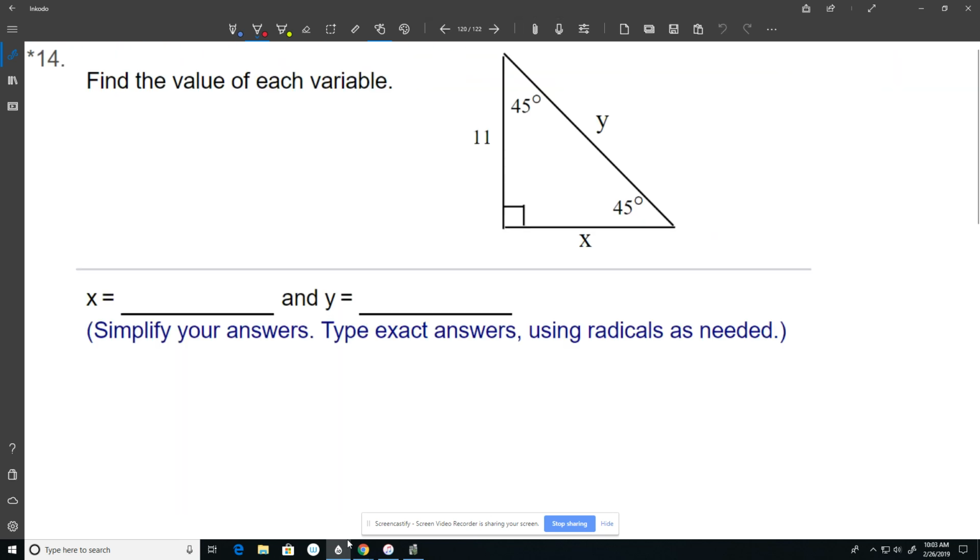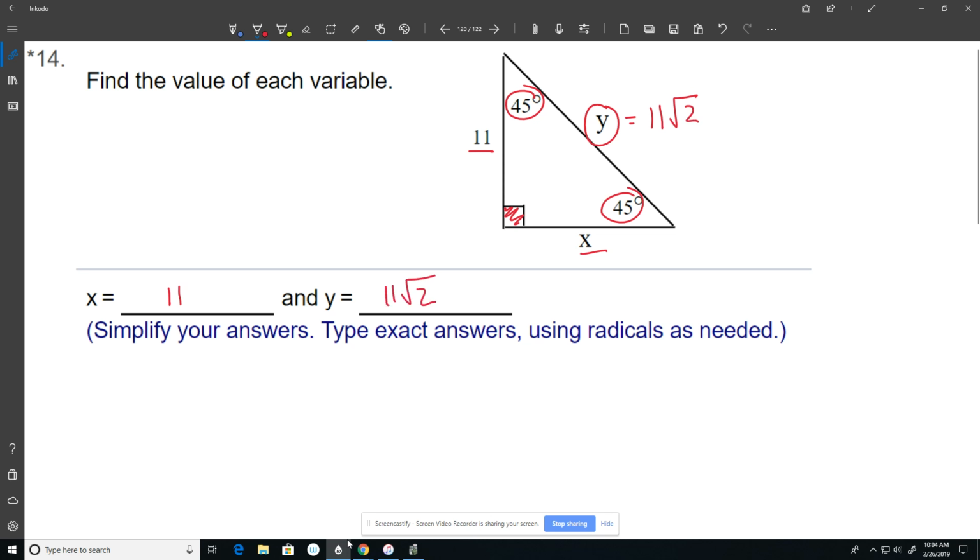All right, number 14, find the value of each variable. This one should be pretty quick for you, because if this is 45 degrees and this angle is 45 degrees, that means this side and this side are the same. So x is 11. And because this is my special 45, 45, 90 triangle, I know that y is equal to my short side 11 multiplied by the square root of 2.